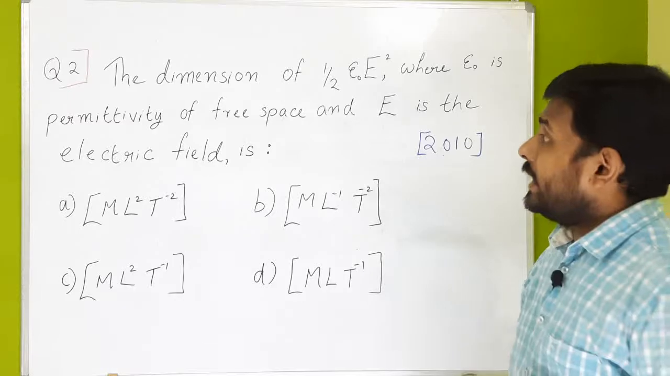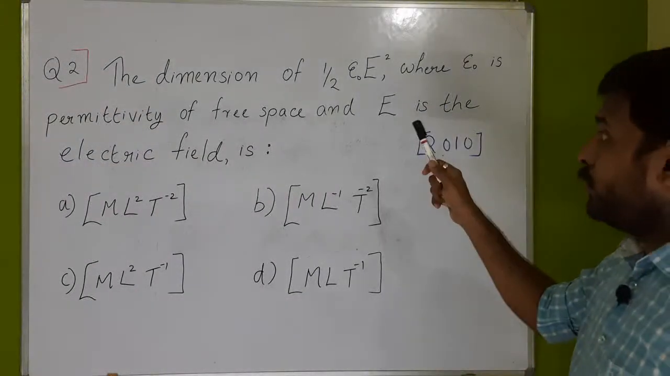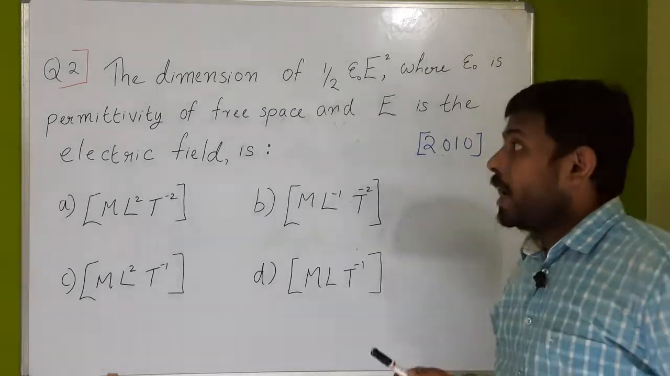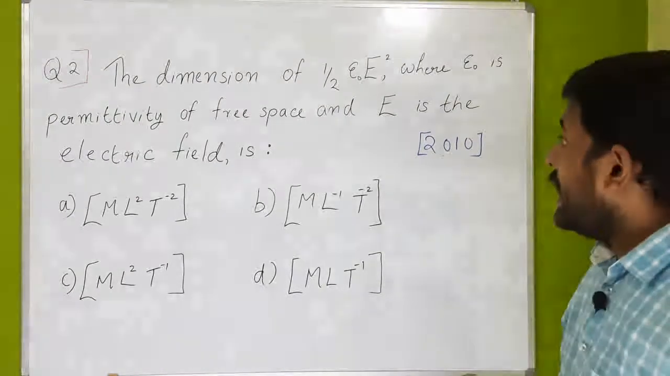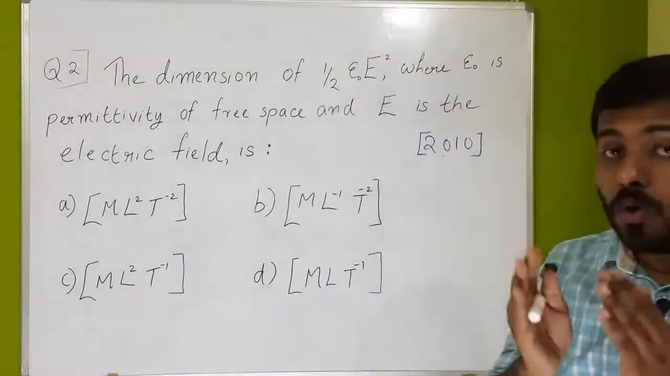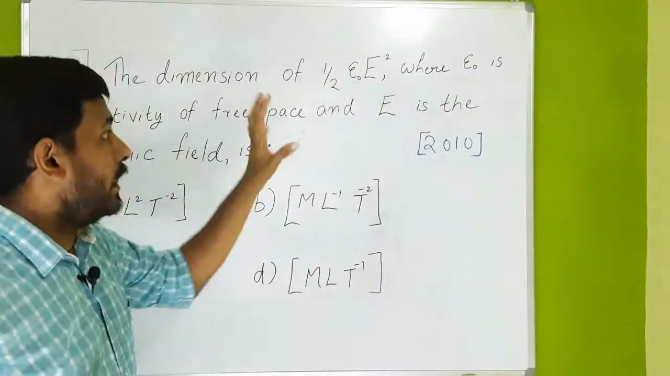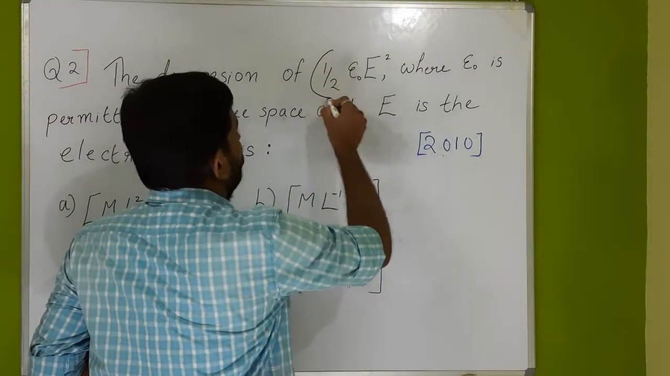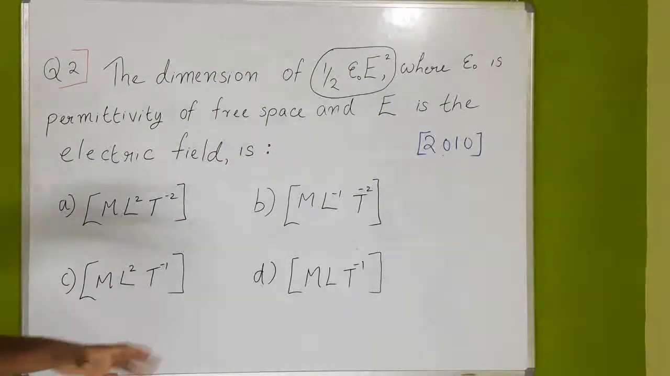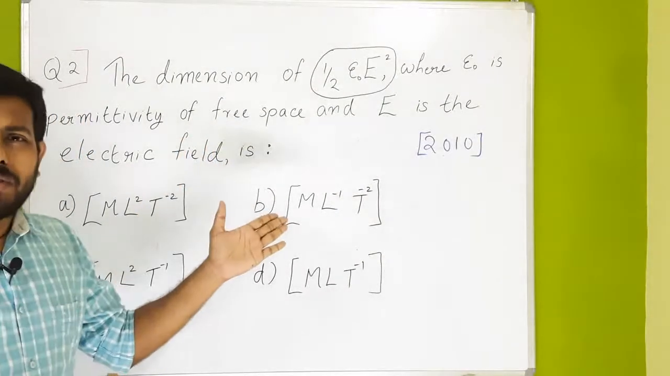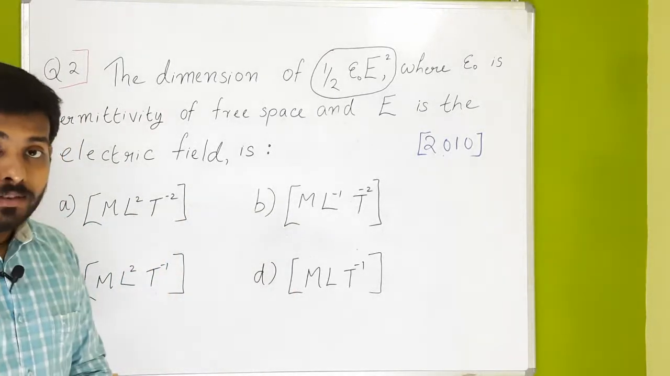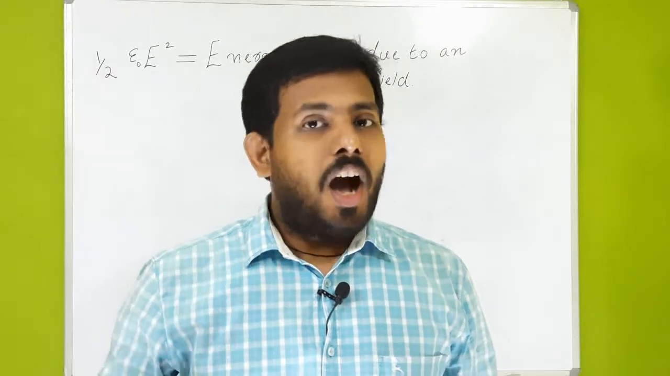Question number 2. The dimension of 1 by 2 into epsilon 0 E square, where epsilon 0 is the permittivity of free space and E is the electric field, is. So you have to find out the dimension of this quantity, 1 by 2 into epsilon 0 E square. So four options are given. This is a simple question, right? So try to do it yourself. After that, we will check the options.